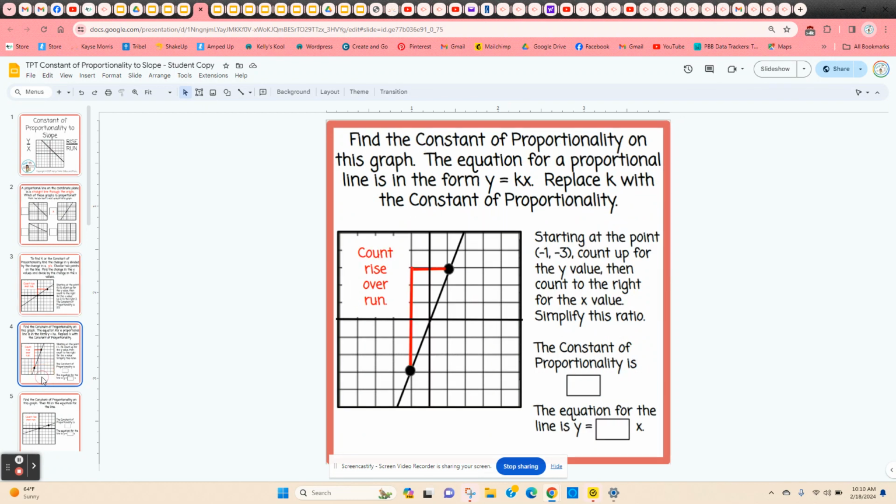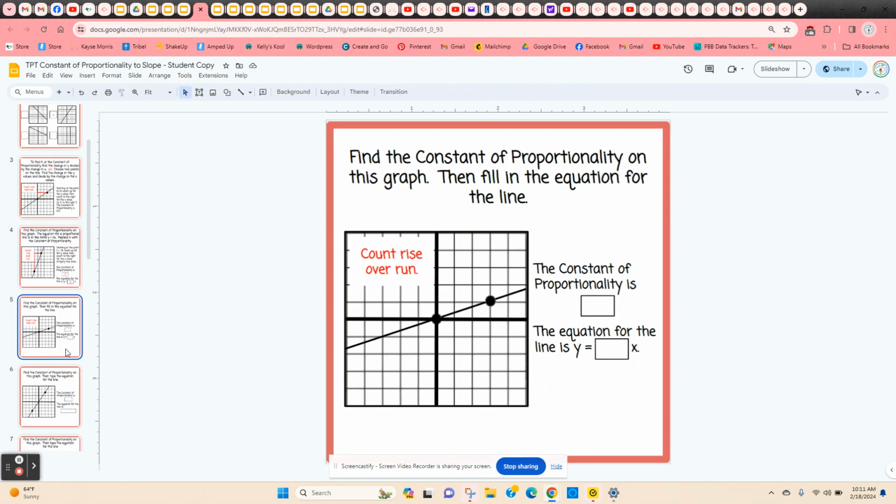And on the next slide, students are going to find that constant of proportionality. And they're going to use this equation y equals kx, just replace the k with the constant. So the constant of proportionality on this graph would be 3, and the equation for the line is y equals 3x. If they count all the way up here, they're going to get 6 over 2, and they have to simplify that to 3.